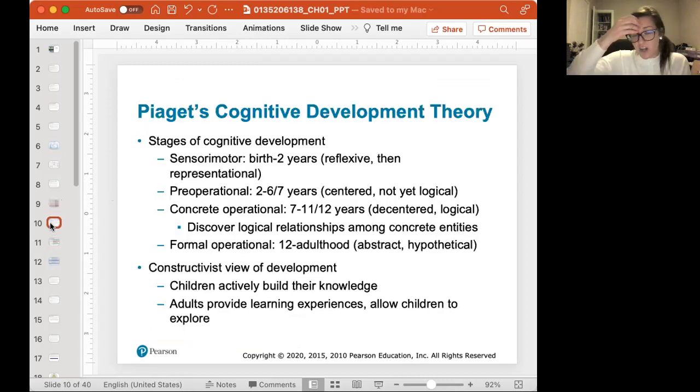Okay, so Piaget's cognitive development theory. He's got stages of cognitive development: the sensorimotor, preoperational, concrete operational, and formal operational stages. And then you guys guessed it, I have a chart on the next slide. But the constructivist view of development: children actively build their knowledge. Adults provide learning experiences and allow children to explore. They construct their development. They construct their reality, who they are, the way that they think about things through exposure to things, right? Like, I understand that you don't touch fire because you burned your finger on it.